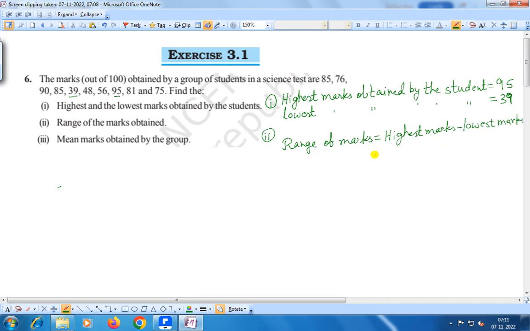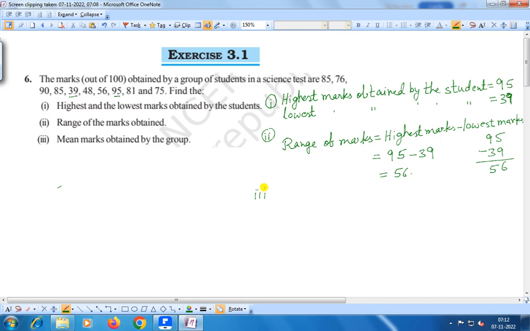Right, here you see the highest mark is 95 and the lowest mark is 39. We will subtract this one, it is 95 minus 39. 9, 6, 15, carry 1, 3 and 4, 4, 5. That is 56. Right? Therefore, here we are getting the range as 56. Now, what is question number 3?